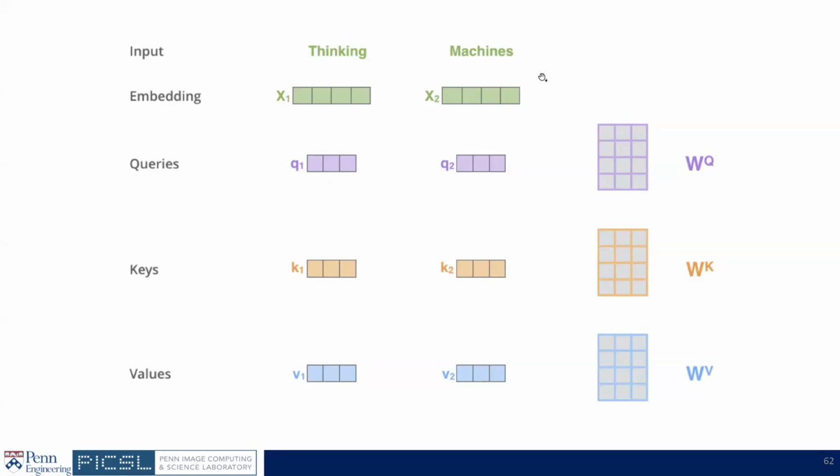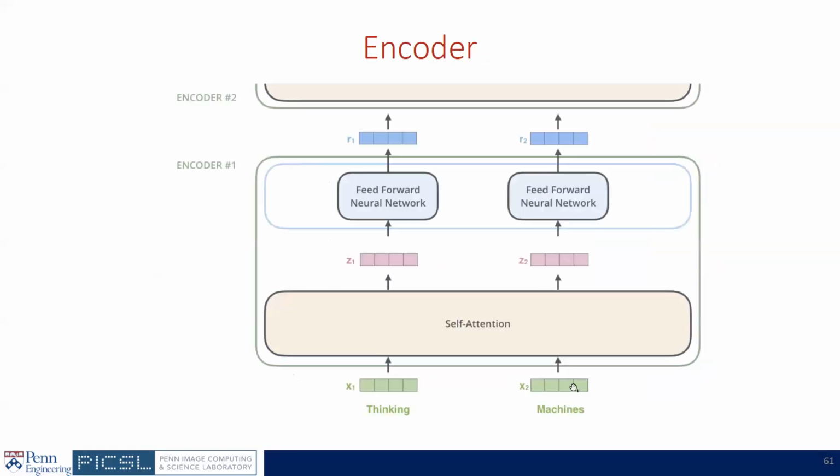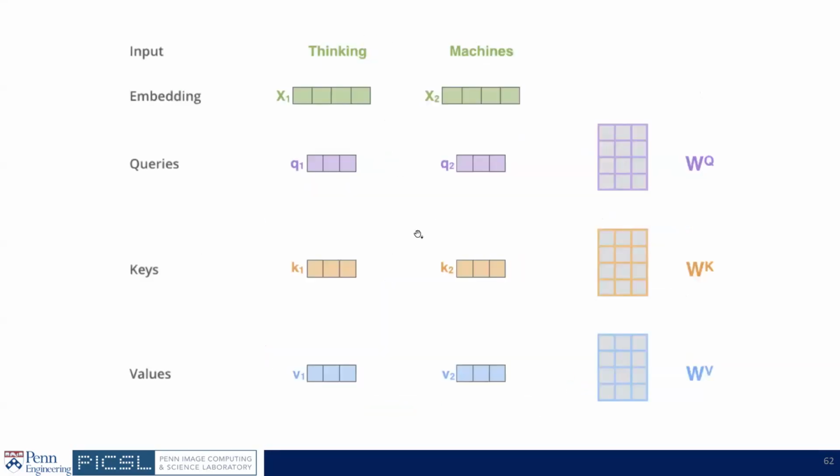So even for machines, you have your word embedding, which is your input. You have a corresponding key for this word, a corresponding query, and also a corresponding value for that word, right? So every word in your input sentence over here will carry this overhead as well, right? So far, so good, right? I'll come back to how these matrices are represented, right?